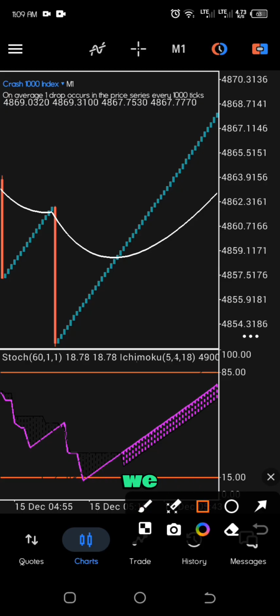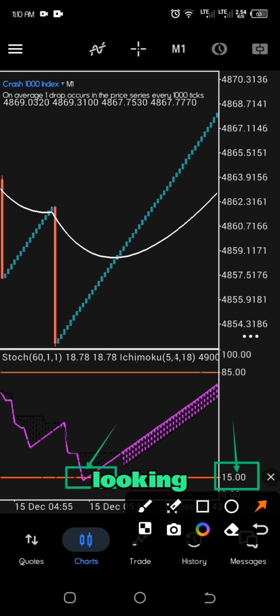Firstly, we want to check our indicator window one. What we want to do is to look for the Ichimoku to come across the 15 levels. It has to be at the 15 levels, which is right here. So it has to be at the 15 levels. After it's at the 15 levels, the next thing we are looking for is for the price to cross above the moving average on our main chart, which is very important as well.